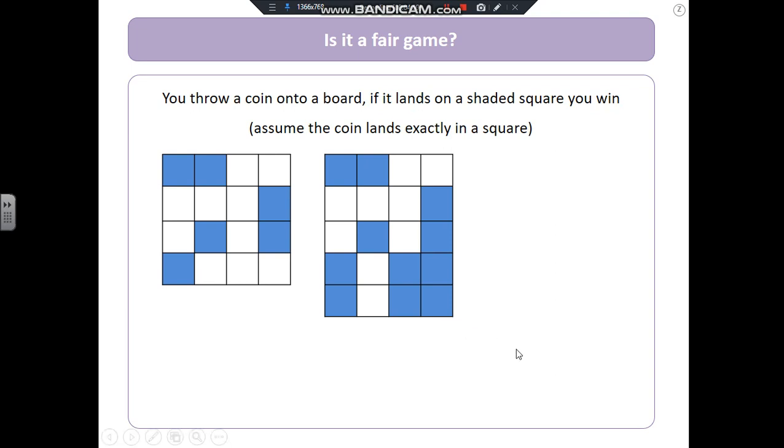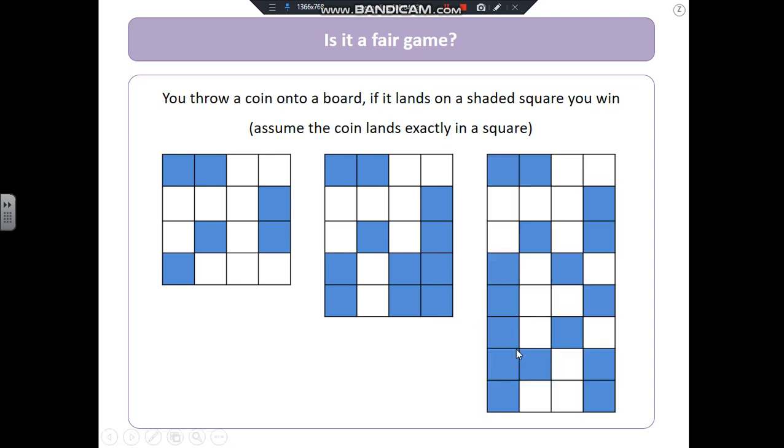And again, what about this one? Would it be fair or not? So just have a pause and think. Okay, so if we have a look at the first one, if you counted up, you'd see there are 16 squares. And for it to be fair, what you'd want is an equal number of squares where you'd win or lose. So I'd want 8 blue squares, 8 white squares. Well, we can see I've only got 6 blue squares here, so that's not going to be fair.